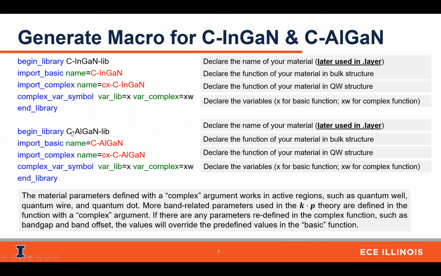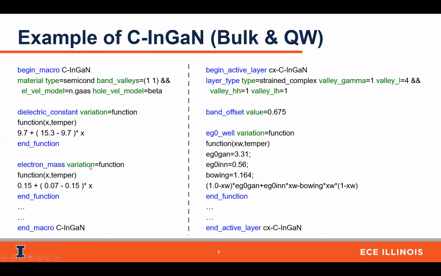So you know that later we are going to define the material parameters for this basic function and the complex function. So in total we have 4 blocks of material parameters that we are going to define. Okay, now let's take a look at one example in cubic InGaN.